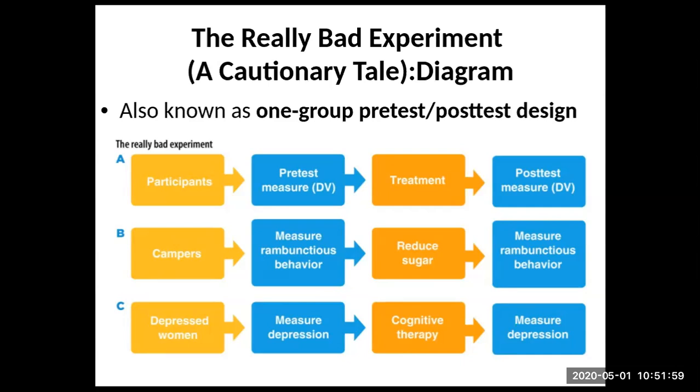We are pre-test measuring, so at least we know that there's something to be studied there. We give them some sort of treatment, and then we measure again. The problem is that everybody gets the same treatment as well, right? So this is a really, really bad test. There may be a few things going on. So in B, with campers, I'm going to use this example throughout this lecture.